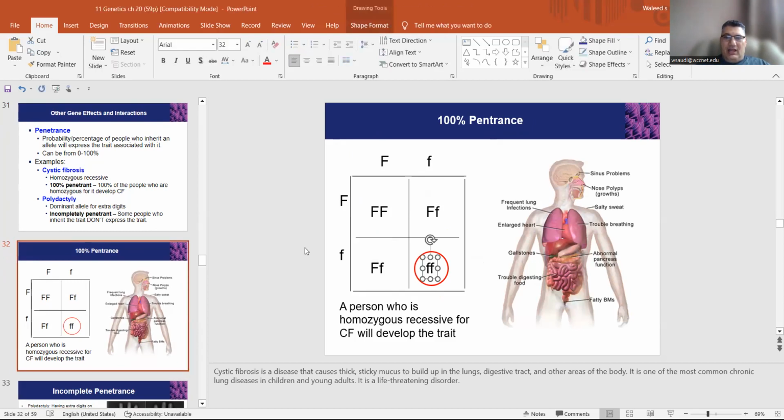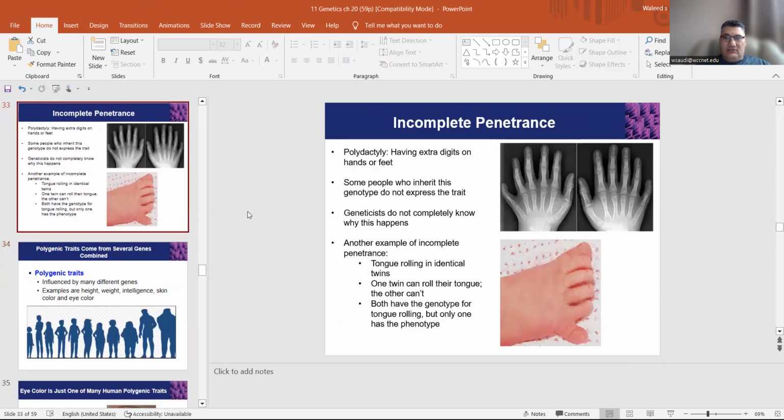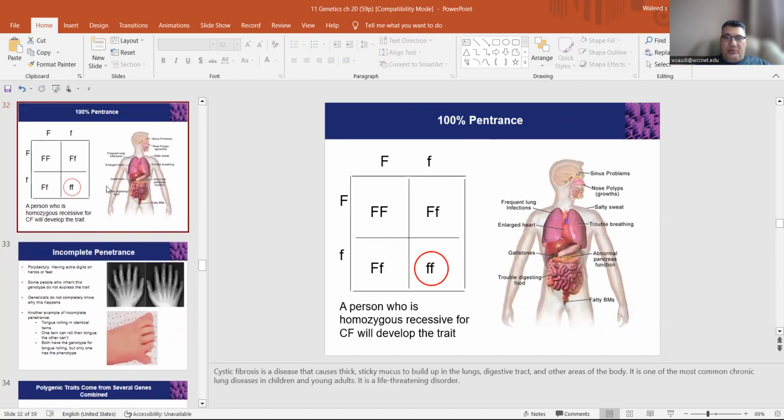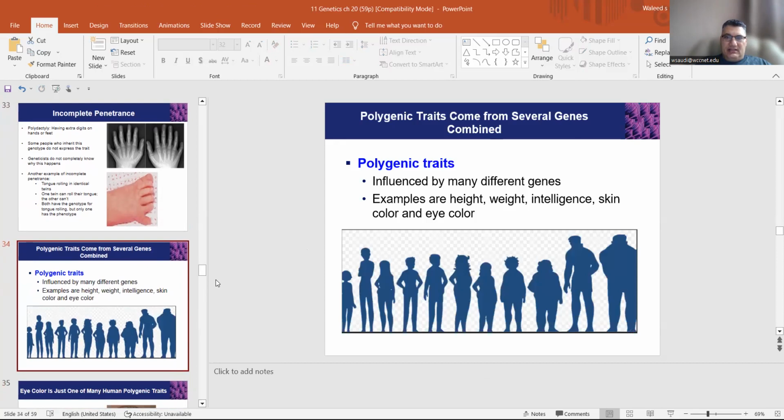Does this mean that this one will have the disease? In case of cystic fibrosis, because it has complete penetrance, yes. But in the other example, not necessarily. Like this polydactyly, if you have the two lowercase f, you will have polydactyly, not necessarily. You can have both of them and not have it because of the incomplete penetrance. Polydactyly is the best example for that.